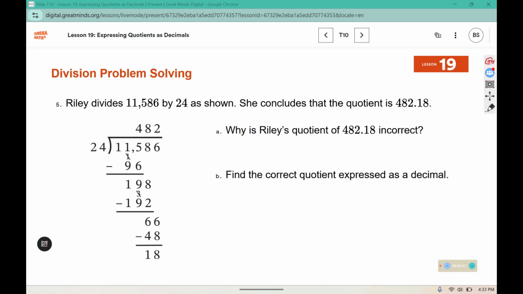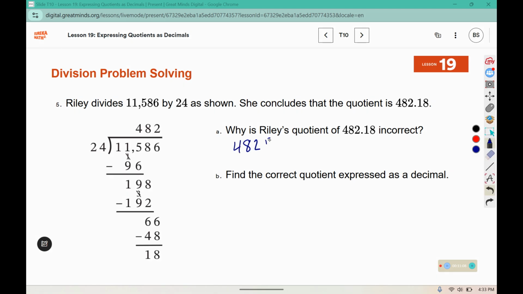Riley divides 11,586 by 24 as shown. She concludes that the quotient is 482.18. Why is Riley's quotient of 482.18 incorrect?